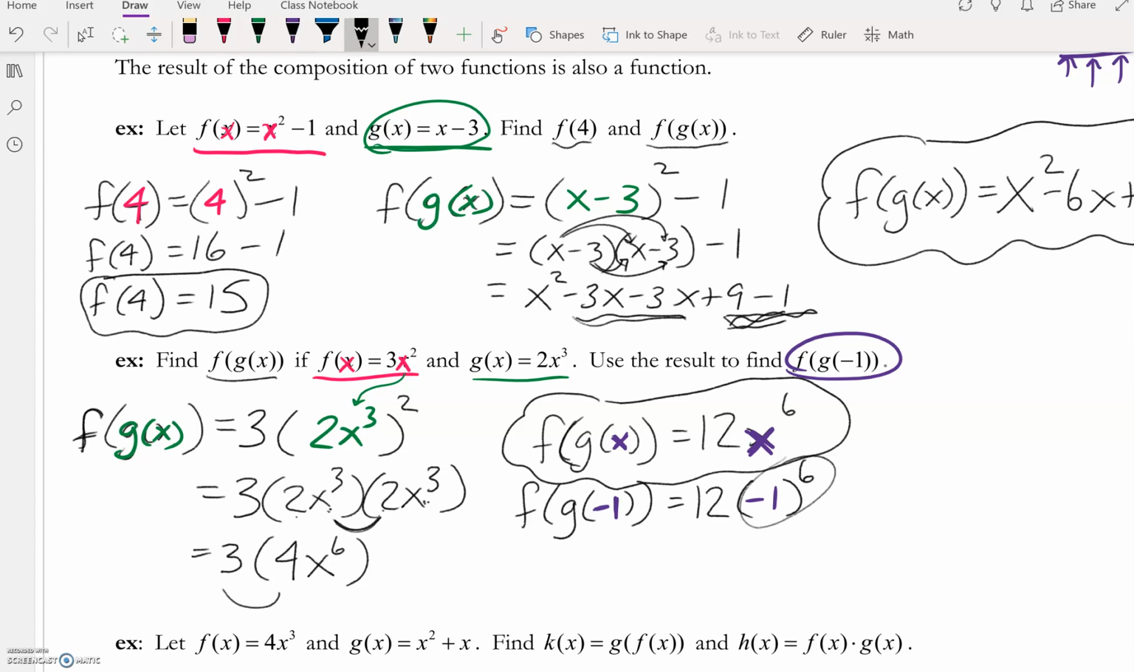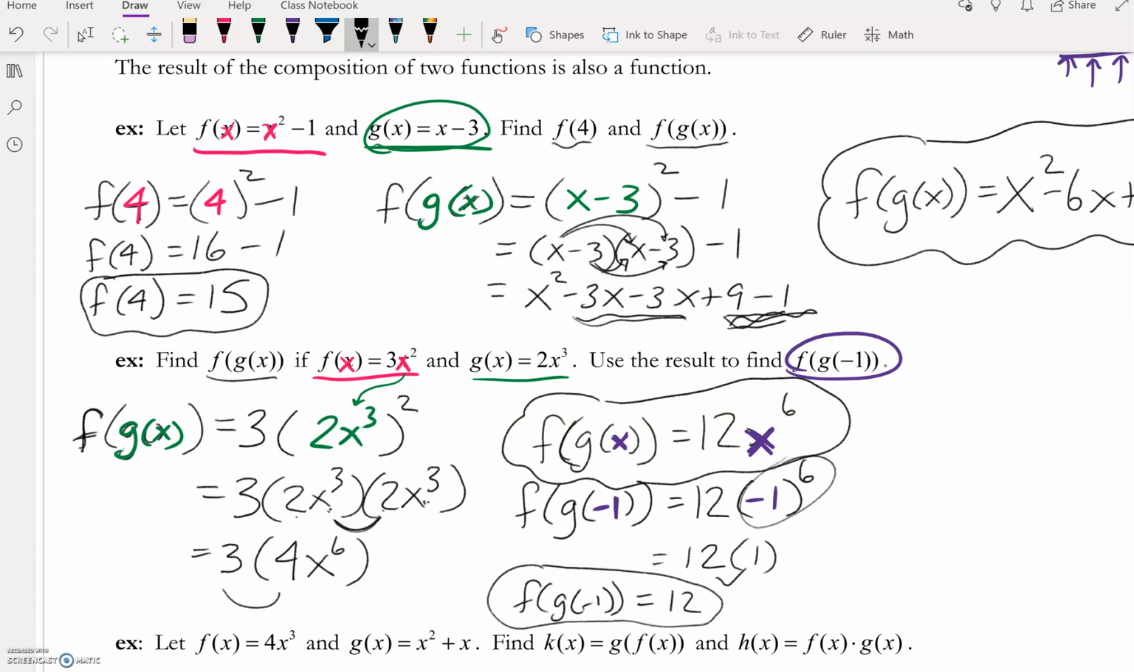Let's go ahead and use our order of operations. We're going to start with -1 to the 6th power. That's -1 times -1 times -1, 6 times. Since it's an even number, it's going to turn back into a positive. Negative times negative is positive, another negative times negative is positive. So this is just going to end up giving me a +1. Lastly, 12 times 1 is just 12. So we can say f of g of -1 is just equal to 12.